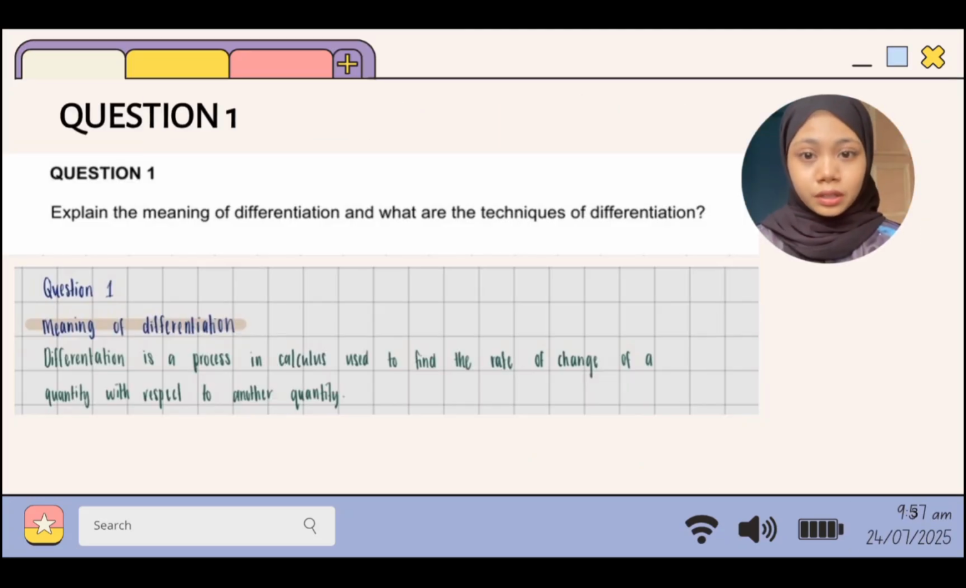I will explain question number 1, the meaning of technique of differentiation. The meaning of differentiation is a process used to find the rate of change of a quantity with respect to another quantity.